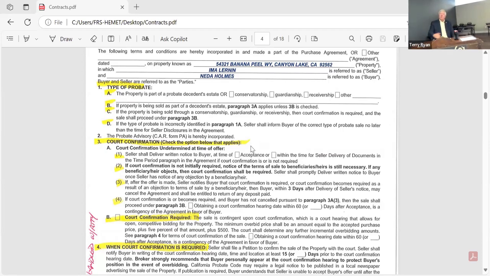You hope that it doesn't require it. You hope that the court, when the attorney opens probate, reviews it and determines that court confirmation is not required. If, however, it does, that doesn't make it impossible to get taken care of. The seller notifies the buyer that court confirmation is required, or it becomes required as a result of an objection to the terms of the sale by one of the beneficiaries.